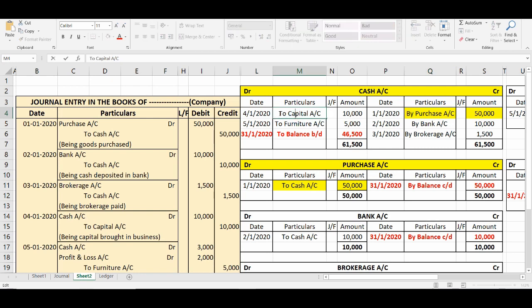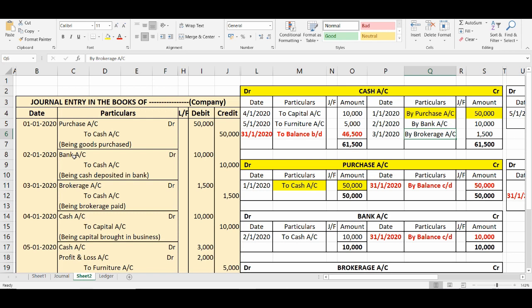So any account in the debit side will be preceded by "to," and any account in the credit side will be preceded by "by." The same rule applies for every entry. Now let's see the next entry.